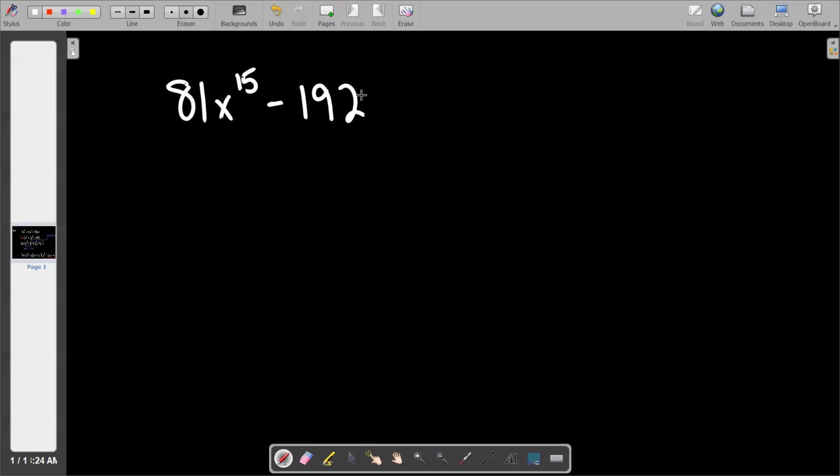So you can just split it up. You have to divide both numbers by 3. 81 divided by 3 is 27.